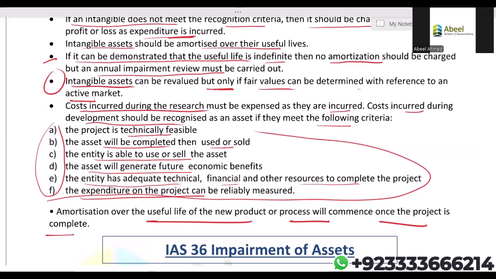If you can prove that it was an error, it was a mistake, then by using IAS 8, Accounting Policies, Changes in Accounting Estimates and Errors, you will do the correction of error, and then you can capitalize the cost which you have expensed out under IAS 38. But you have to prove that it was a mistake. By mistake, we have expensed out the expenditure which we should have capitalized. Now, correction can be made by using IAS 8.